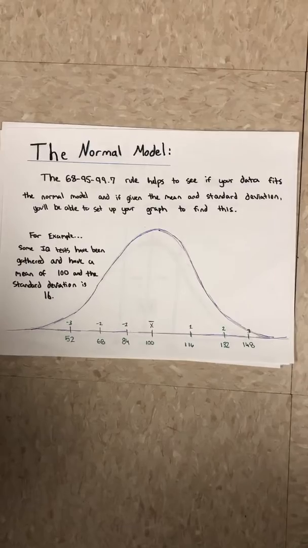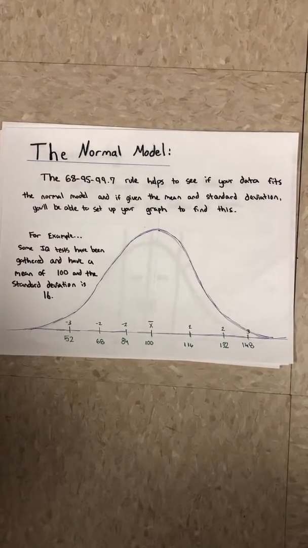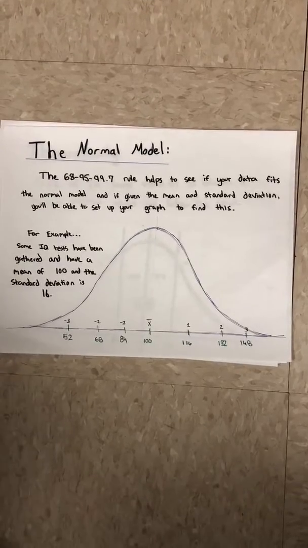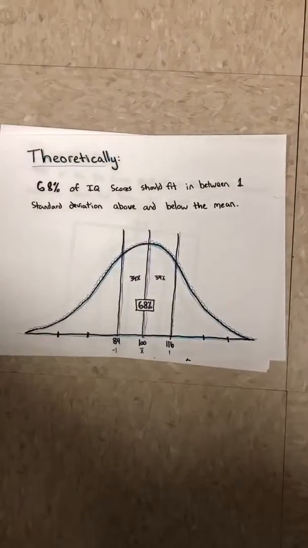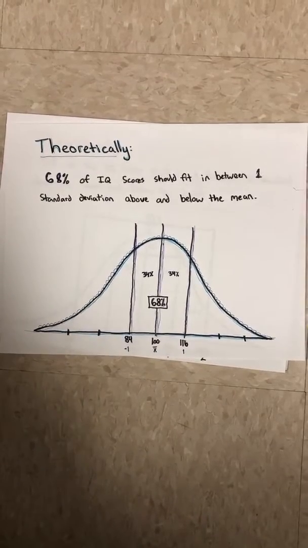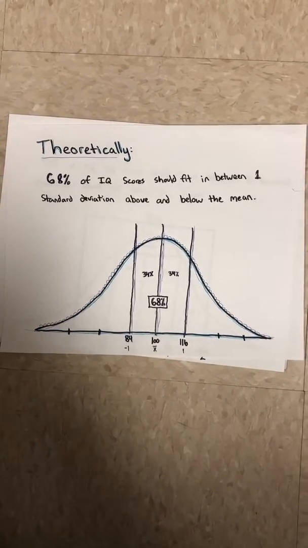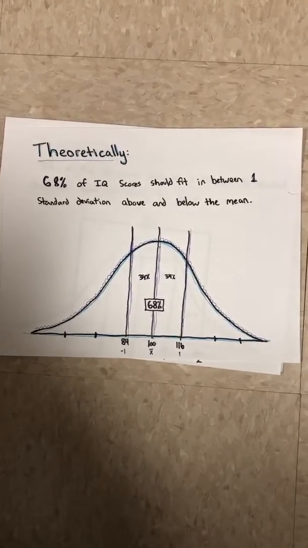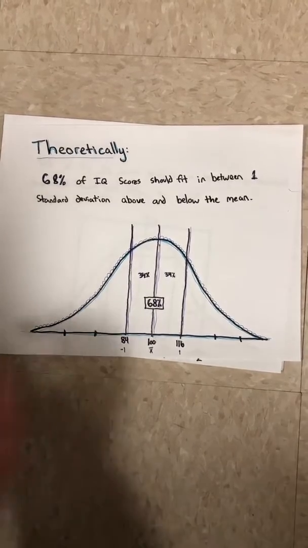For example, some IQ tests have been gathered and have a mean of 100, and the standard deviation is 16, as shown in the graph. Theoretically, 68% of the IQ scores should fit in between one standard deviation above and below the mean. In other words, 68% of people score between 84 and 116 on their IQ test.